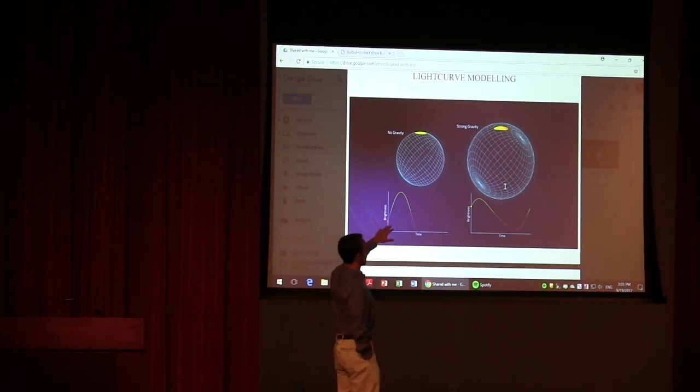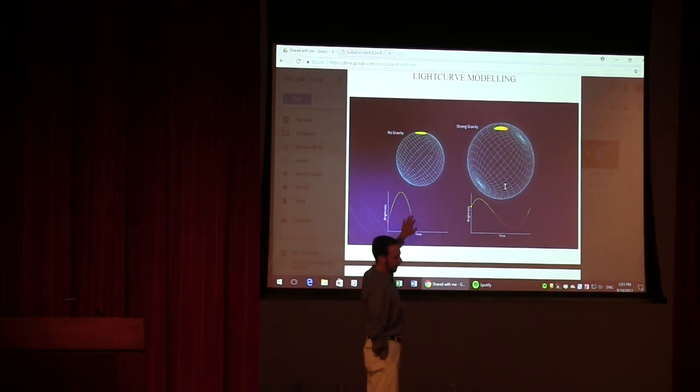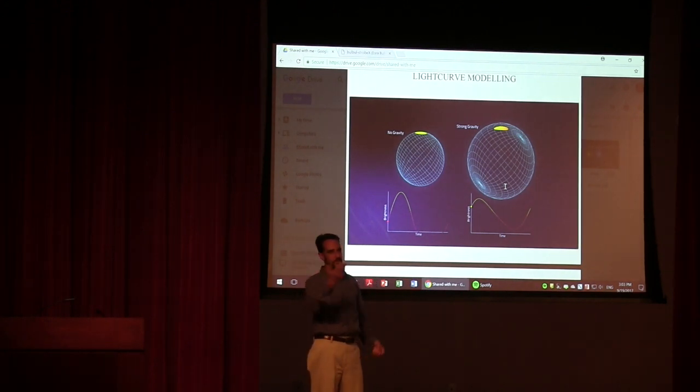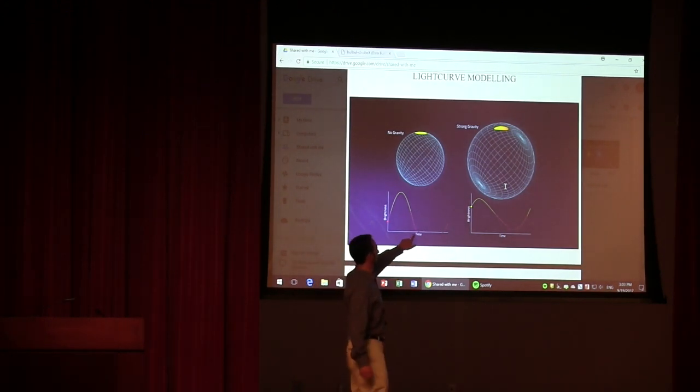You've got a star, imagine in the weak gravity limit, something like a beach ball with a hotspot on it. On the one hand, as it spins, the hotspot comes into view and the hotspot goes out of view. When it's out of view, it's out of view. You get 0 flux in your light curve.